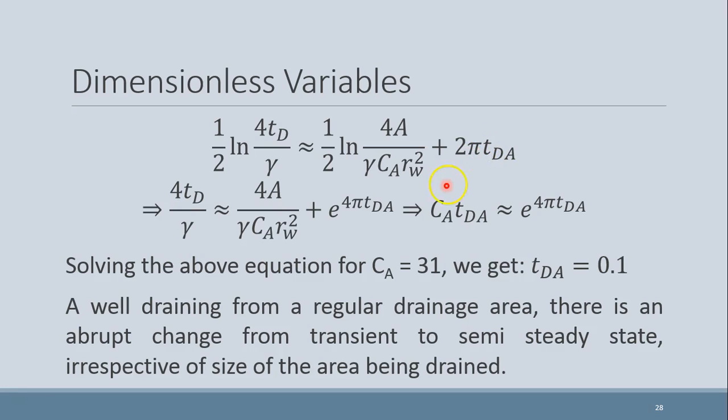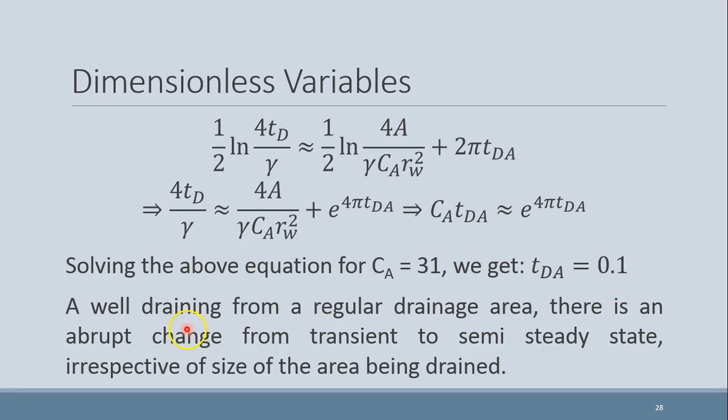So for C equal to 31, that was for the circular closed boundary, I guess, we get TD equal to 0.1. So that means at dimensionless time TD equal to 0.1, the pressure disturbance reaches the boundary. So that will be the time when the flow will switch from transient state to semi-steady state.